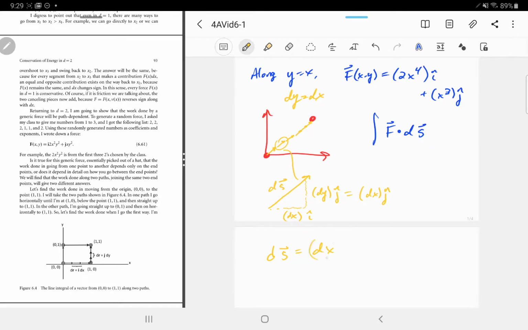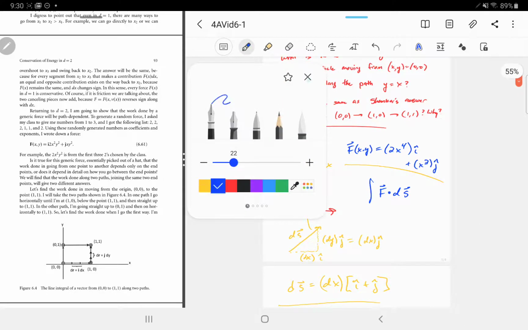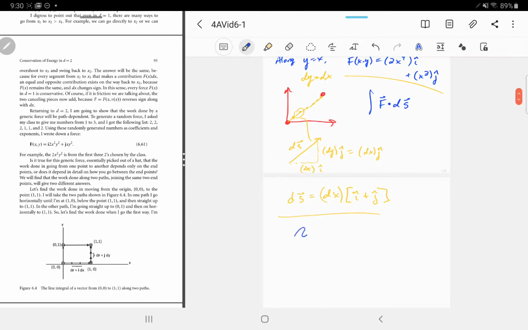But if we can replace the ds with this thing, we can write that integral just in terms of x. So we've already written f just in terms of x. We can write ds just in terms of x. These are constant unit vectors, they're not dependent on x. They're constant unit vectors. Okay, so let's see what happens when we plug in this f and this ds.